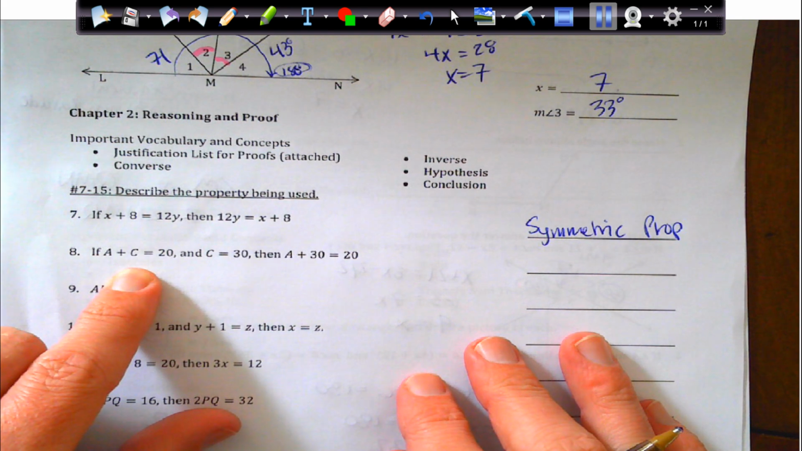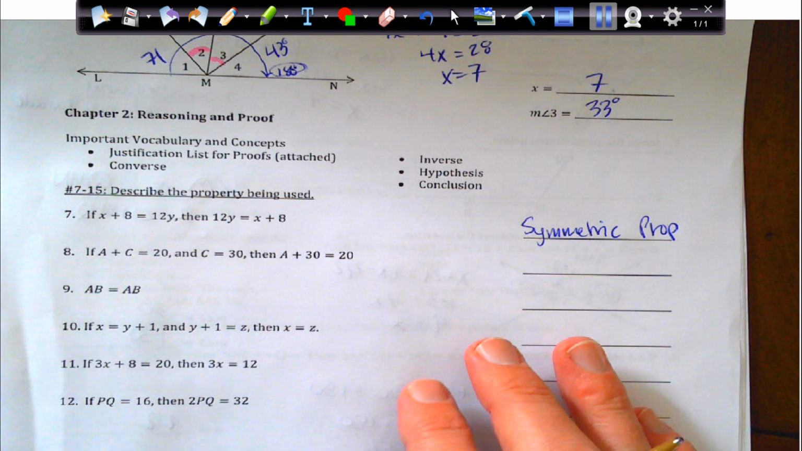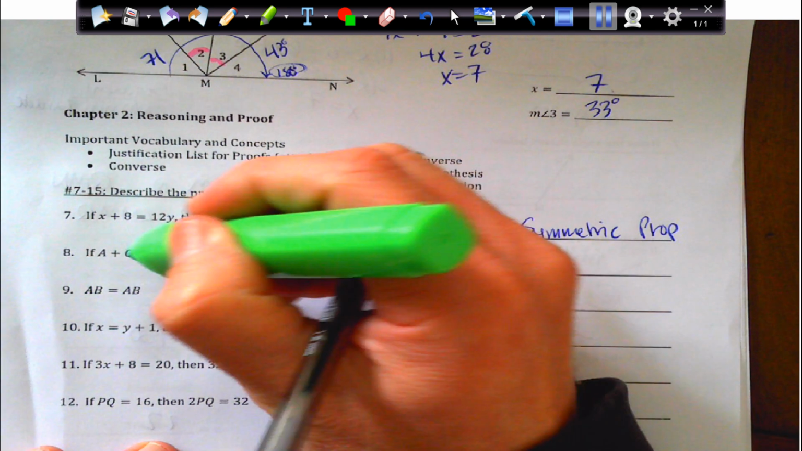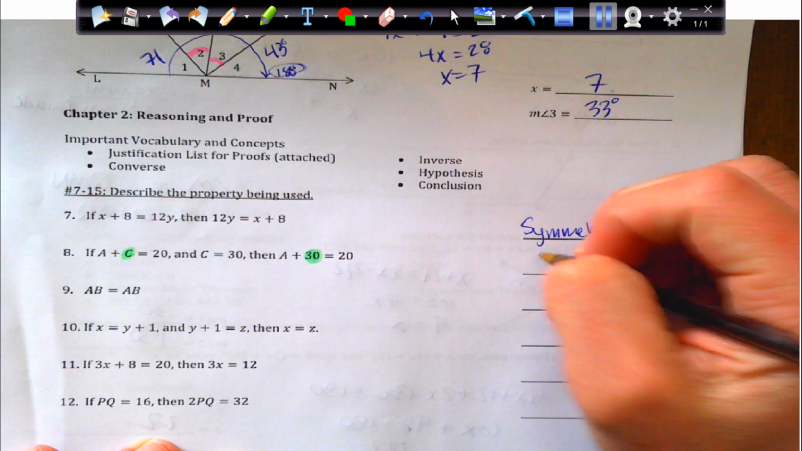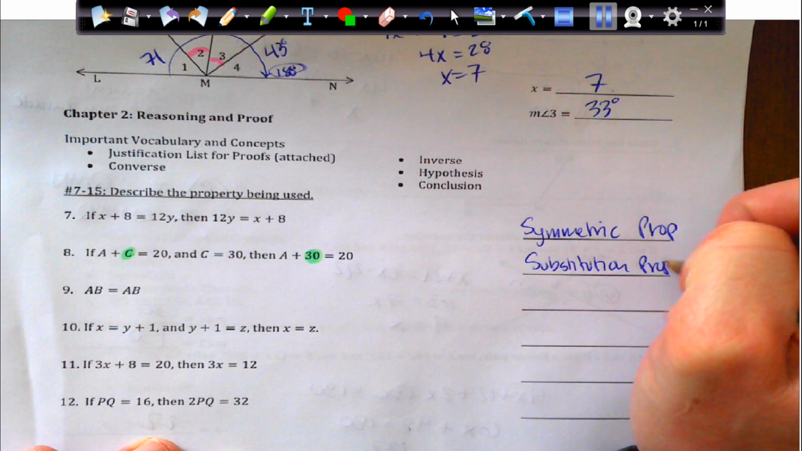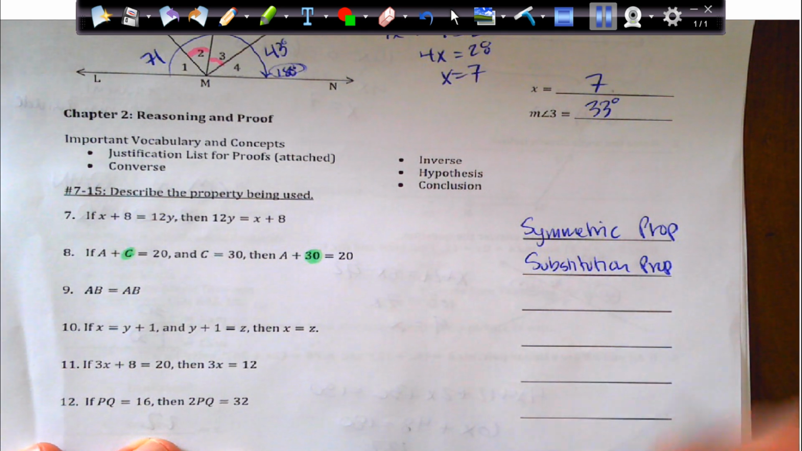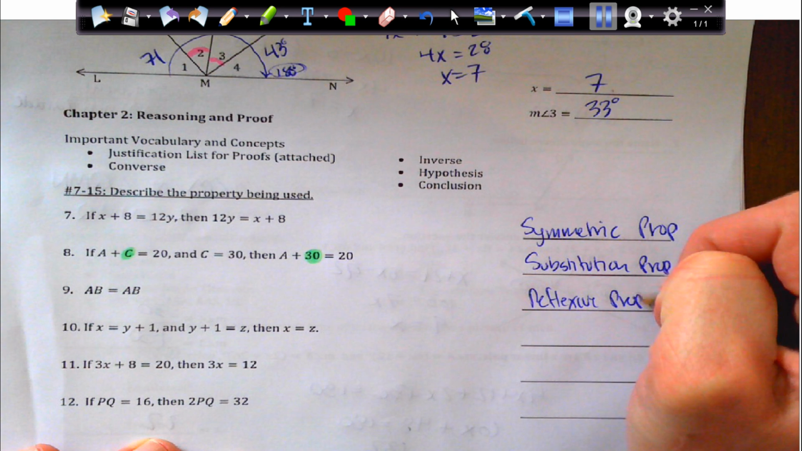A plus c equals 20, c equals 30, a equals 30 plus 20. So basically, we substituted the value of 30 in for C, so that's substitution. Okay, AB equals AB, that's reflexive property. You look in the mirror, you see yourself.